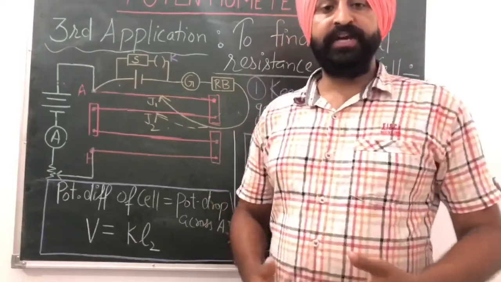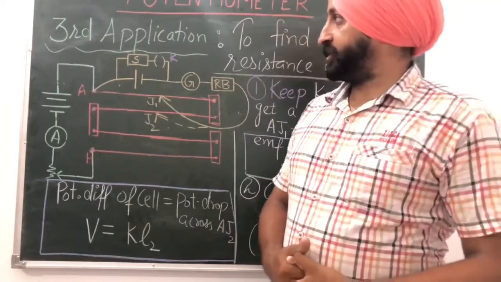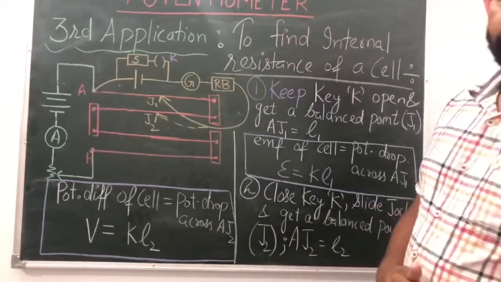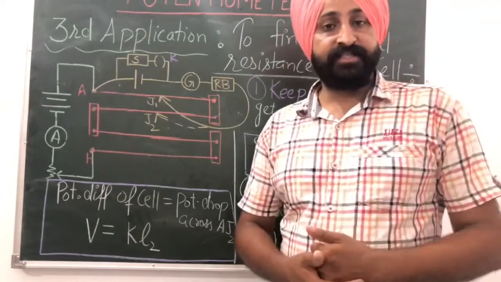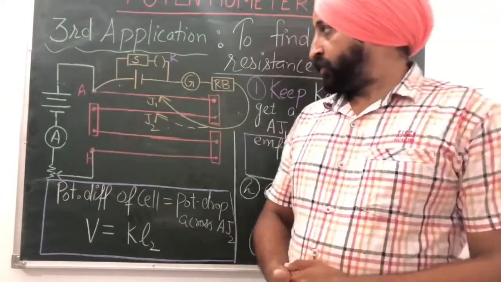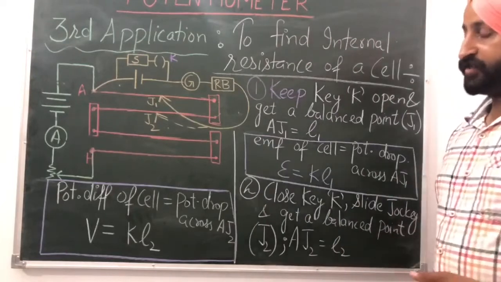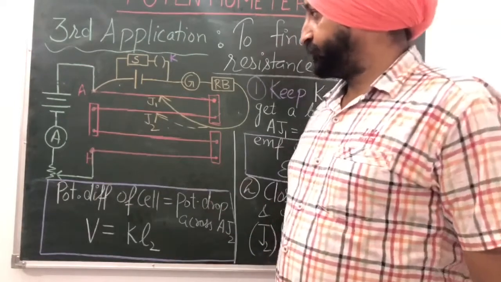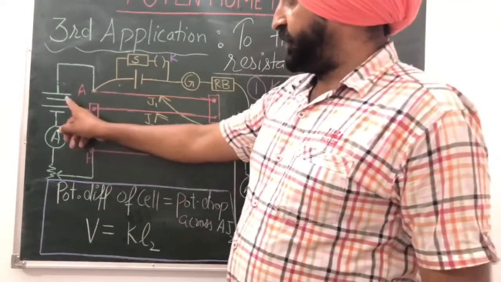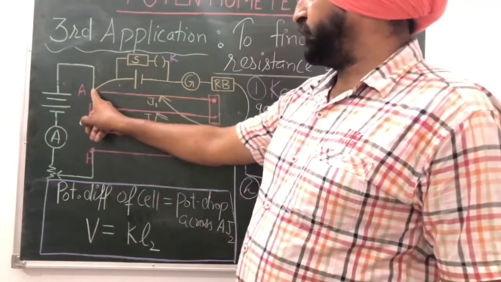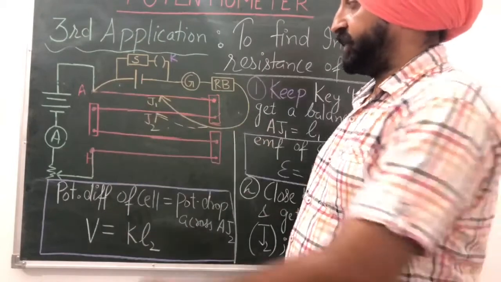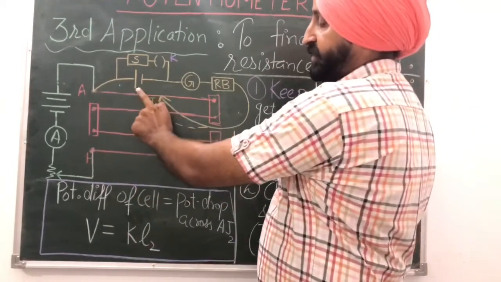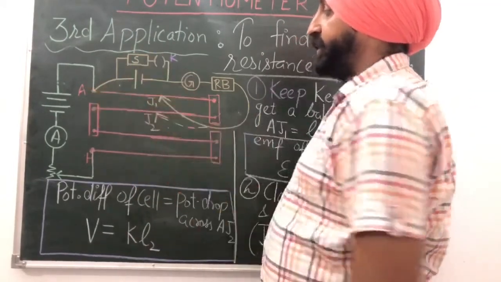So now we are moving on to the third application of the potentiometer, and this application is to measure the internal resistance of a cell. To measure the internal resistance of a cell, this is the circuit diagram. Again we have a driver cell connected to point A, and the cell whose internal resistance is to be measured is also connected, with its positive terminal at point A.